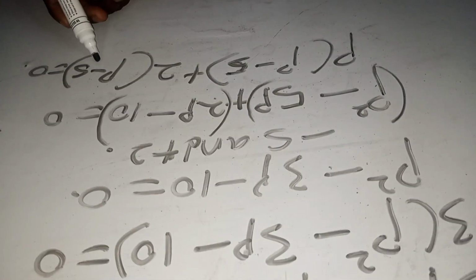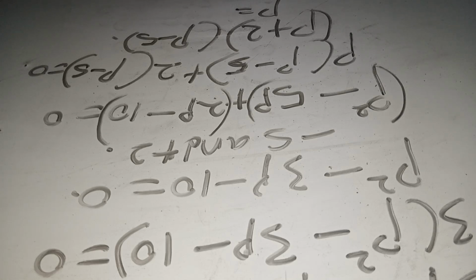So we've gotten this and this are alike, we pick them as one, and this and this, we pick. So we're going to have p plus 2 open bracket p minus 5. Therefore your p is equal to 5 or minus 2. So these are the values for p. Remember, we are not looking for p, we are looking for m. So let's jump in to look for m.